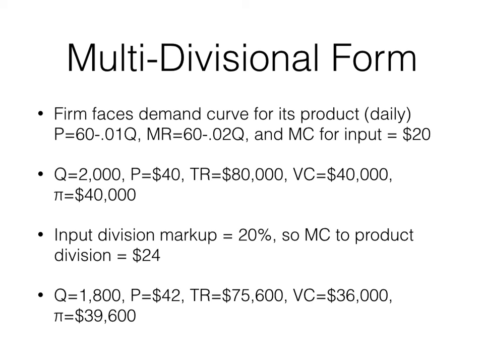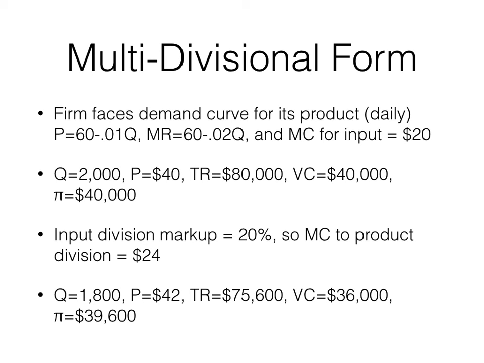Now we can plug this back into our original equation, and 24 is equal to the marginal revenue, which is 60 - 0.02Q, and we come up with a quantity equal to 1,800. Plug 1,800 back into the original demand equation and find price is equal to 42. So total revenue is 75,600. 75,600 minus 36,000 is $39,600 in profit.